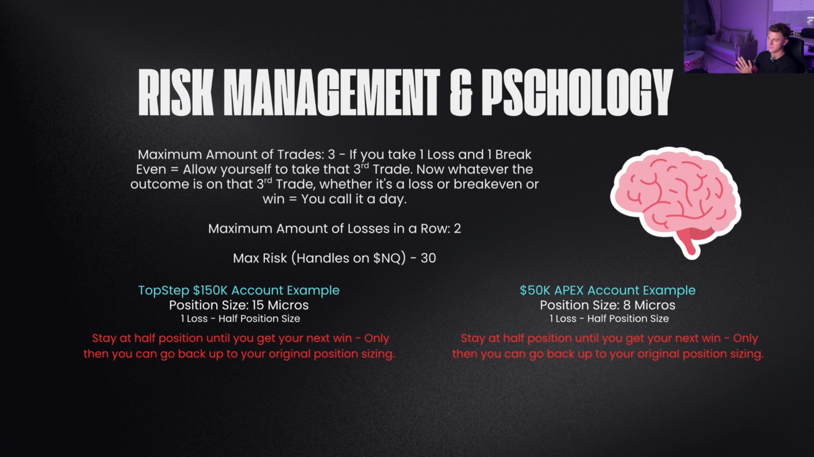Only then you increase it back up to the original amount of 8. So you can use this Apex example with TopStep as well, but that is just my recommendation. That's what works the best, and that's how I started out as well when I was trading these accounts. So 50K account, I'll be risking around 8 micros. A 150K, I'll be risking around 15 micros.